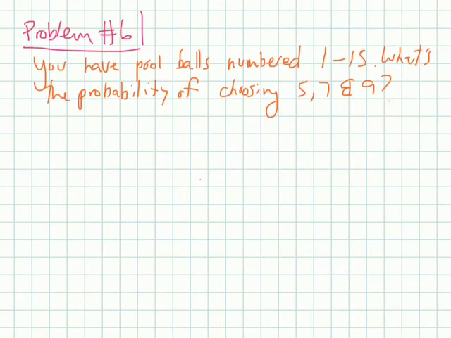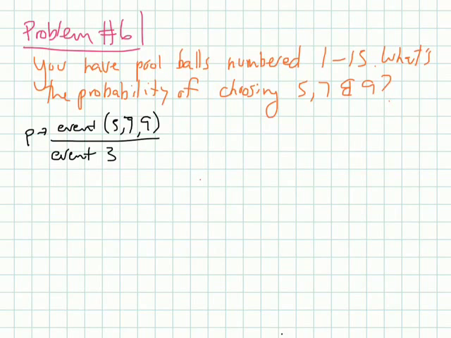Again, let's start with probability: what event am I looking for? The event I'm looking for is choosing a 5, a 7, and a 9, over the total number. The total number is how many events there are of just picking 3 different balls. This is the first thing to deal with: how many different combinations of just 3 balls are there from 1 to 15. So this is a combination, 15 combination 3.